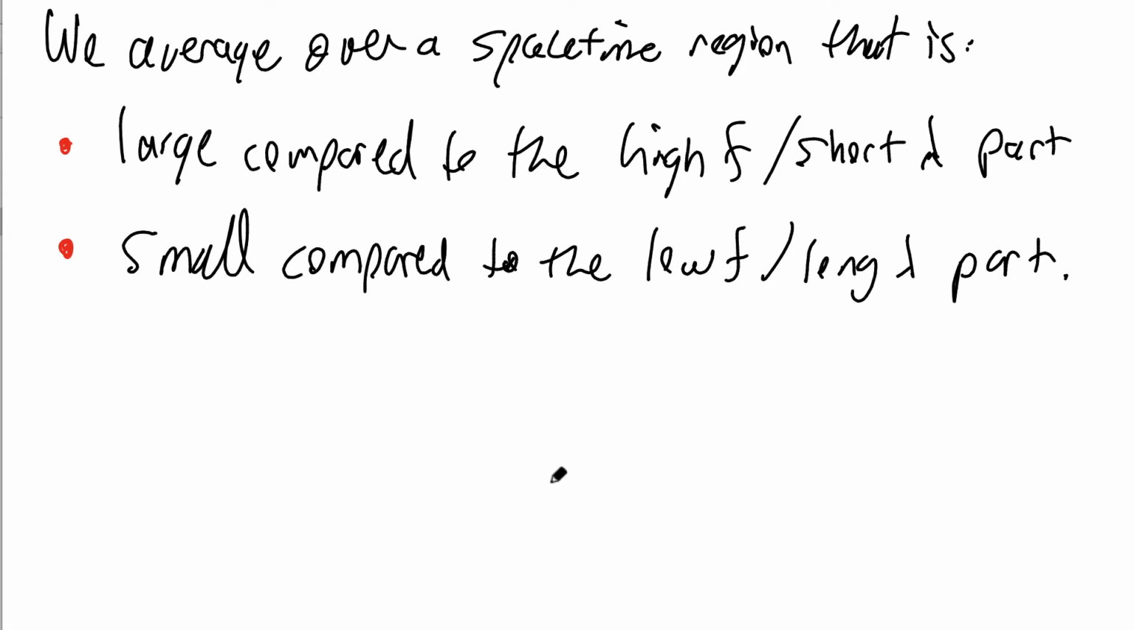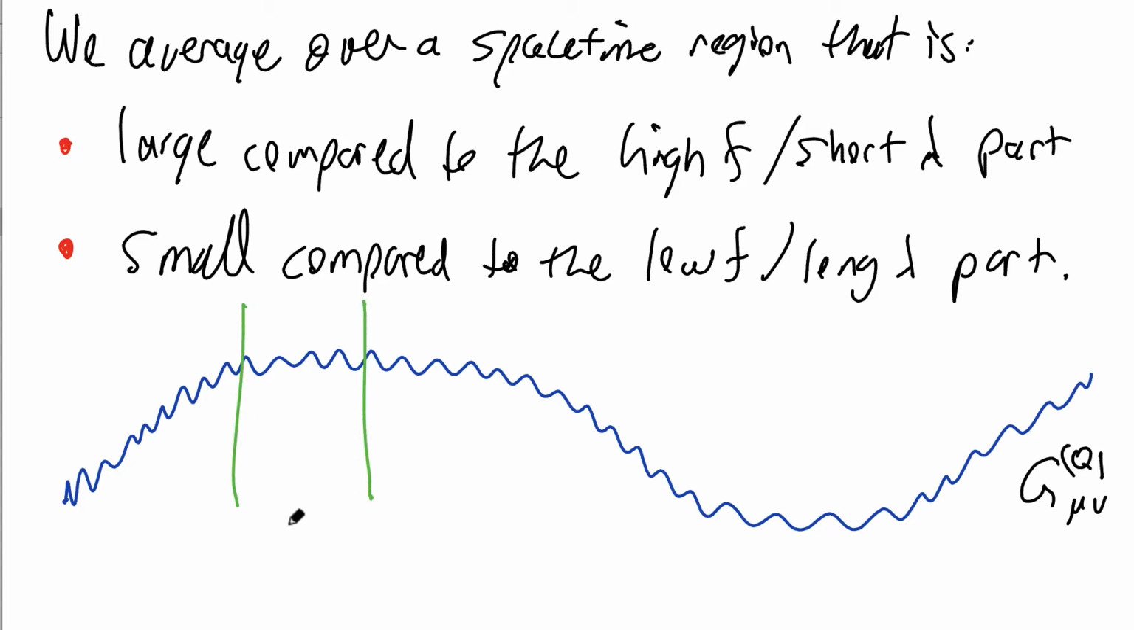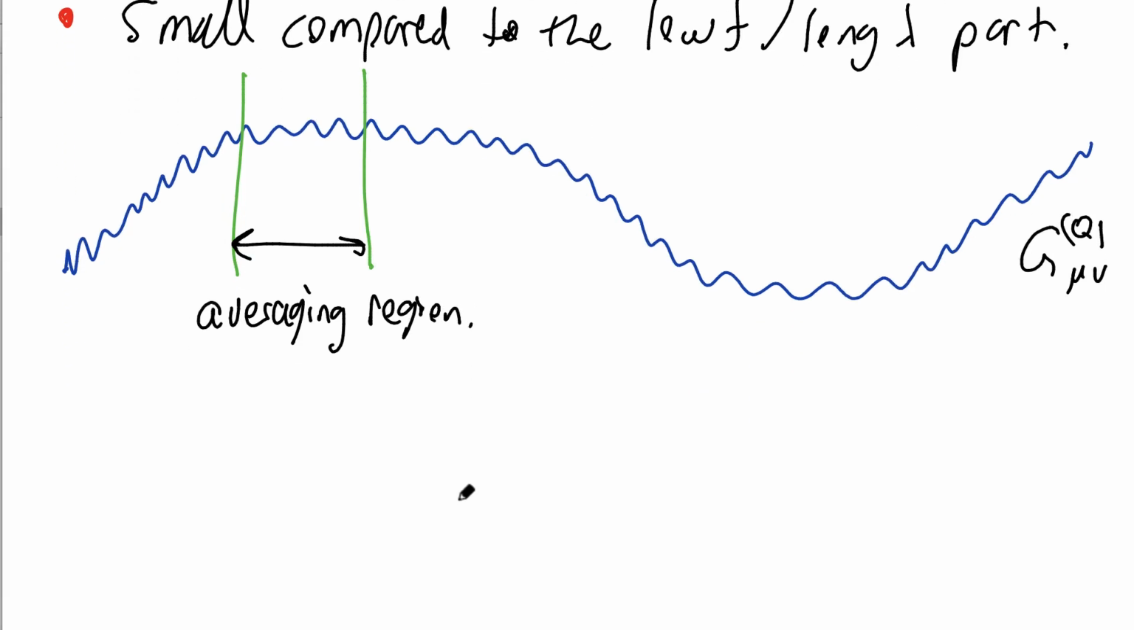So the picture we have is a signal that contains both high and low frequency parts. So this is GQ mu nu. And what we're going to do is remove these high frequency ripples by averaging over a region that's large compared to the short wavelength part, but small compared to the long wavelength part. We'll use angle brackets to denote the averaging process.